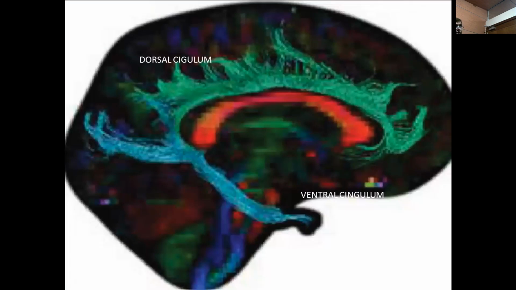So this is the manifestation. This is the corpus callosum. The cingulate gyrus is made of the dorsal part and the ventral part.